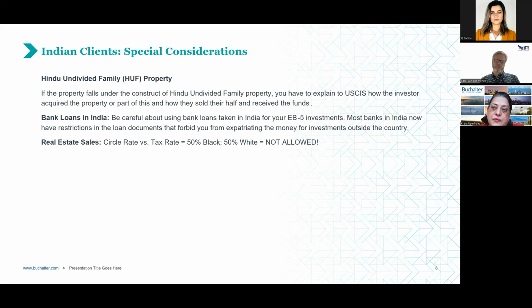So if it is Waqf, then we have to have court documents that again show that it was in line with any issues having to do with Waqf properties in India and how the court administration ended up working through. Bank loans in India, I think we already talked about this. Be very careful because there is language restricting the expatriation of money outside of the country.